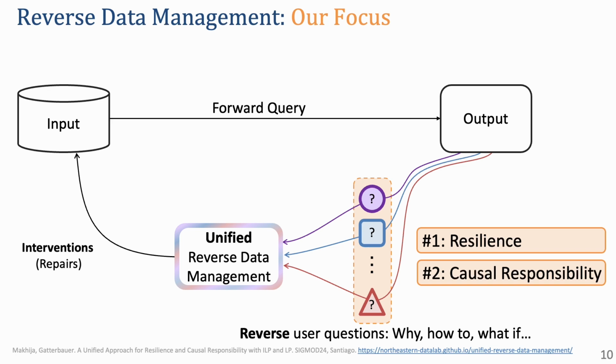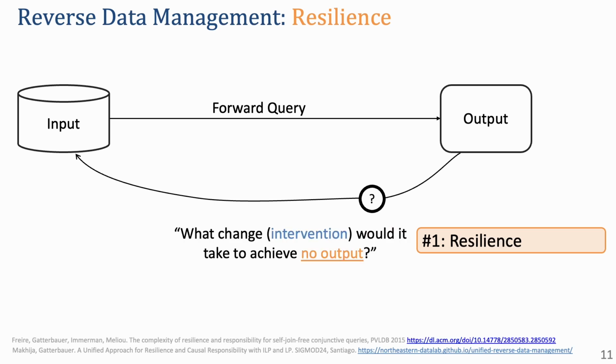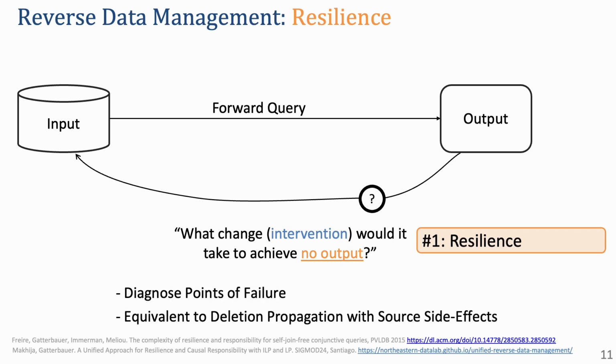Simplifying my slides. So the first question is resilience, and this is arguably the easiest reverse question you can ask. It asks, what change or intervention would it take to achieve no output? So what change do I have to make to delete all the output that I was getting? And this is already useful. You can imagine that if you wanted to diagnose points of failure, then you would find the resilience. And turns out it's equivalent to a very old and well-studied problem of deletion propagation with source side effects.